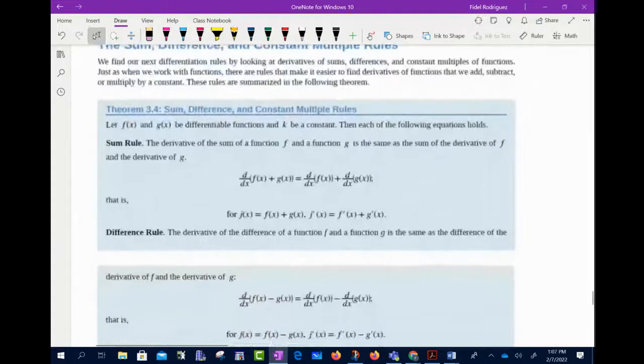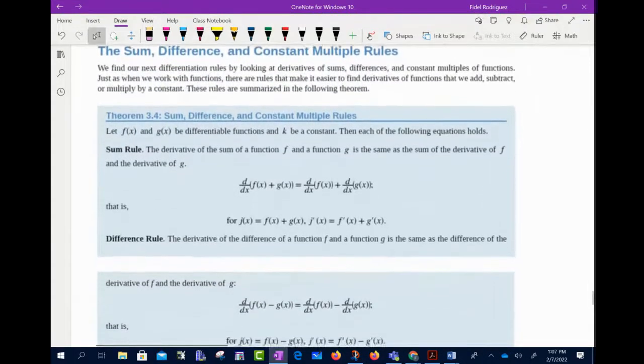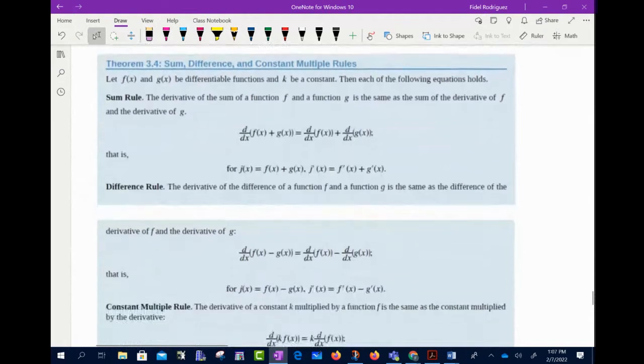All right. Now, there's something called the sum, the difference, and the constant multiple rule. Okay, so let's take a look here. This is the sum rule. The sum rule says if you're taking the derivative of a sum of two functions, all you're doing is taking the derivative of the first function, taking the derivative of the second function, and adding them together. Okay? So if you're taking the derivative of a sum, take the derivative of this piece plus the derivative of that piece.